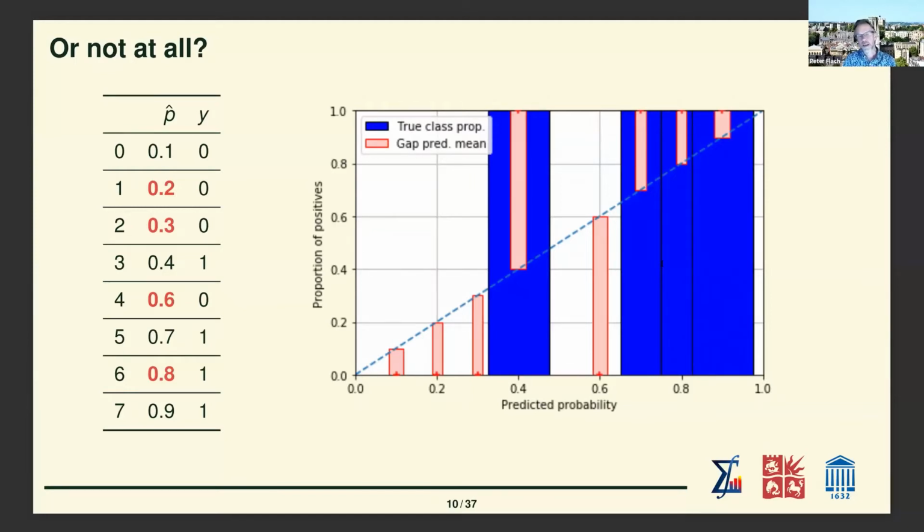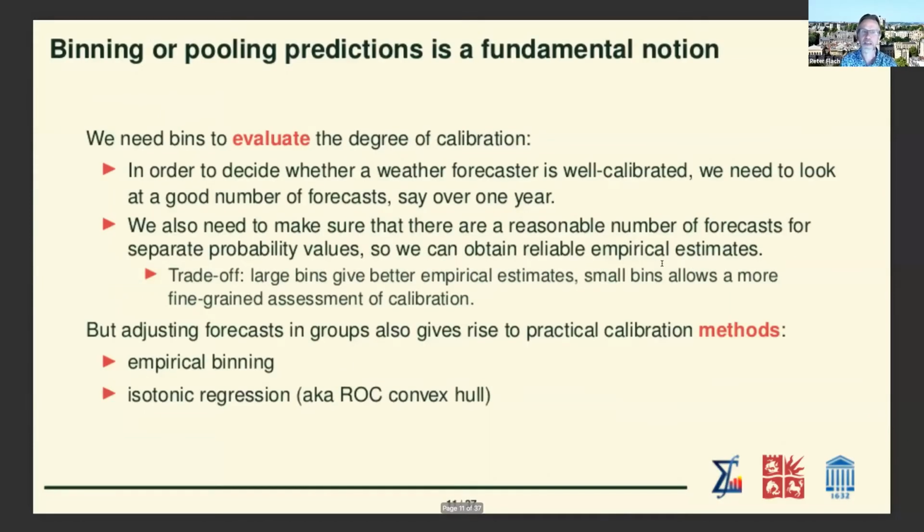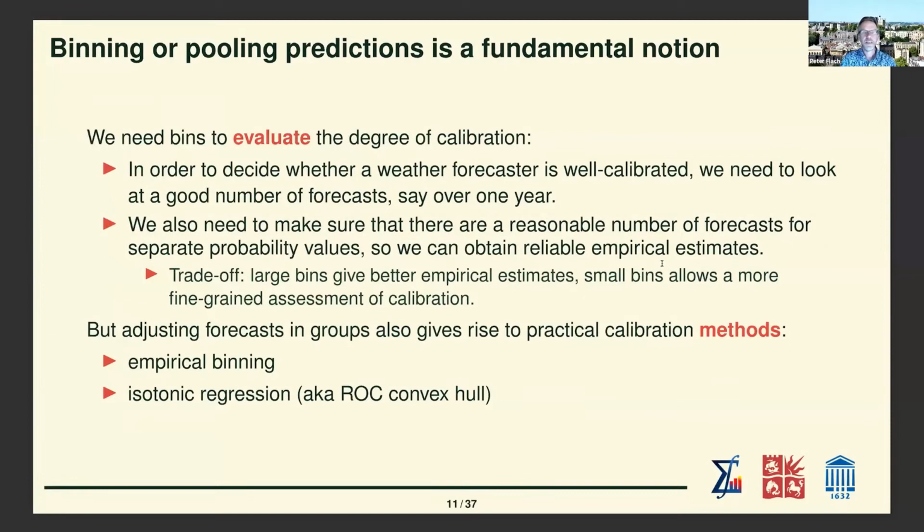And this grouping thing, or binning as we will call it, or sometimes pooling, is an essential operation. Binning or pooling predictions is a fundamental notion, and we need these bins to evaluate the degree of calibration. Not just that we need a good set of forecasts to make our empirical probability meaningful, but for similar probability values, we also need enough forecasts so that we can obtain reliable empirical estimates. So there's clearly a trade-off here.